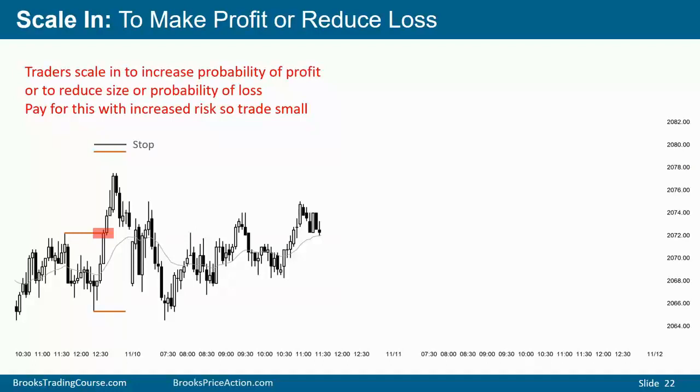The reason traders scale in is to increase the probability of making money, or to reduce the probability of losing. So if you enter a trade and it turns out to be bad, and you do not want to exit with a loss, some traders will scale in to avoid the loss. Some traders, when they take an entry that they think is reasonable and then conclude that the trade is bad, will scale in not to make a profit, but to avoid a loss.